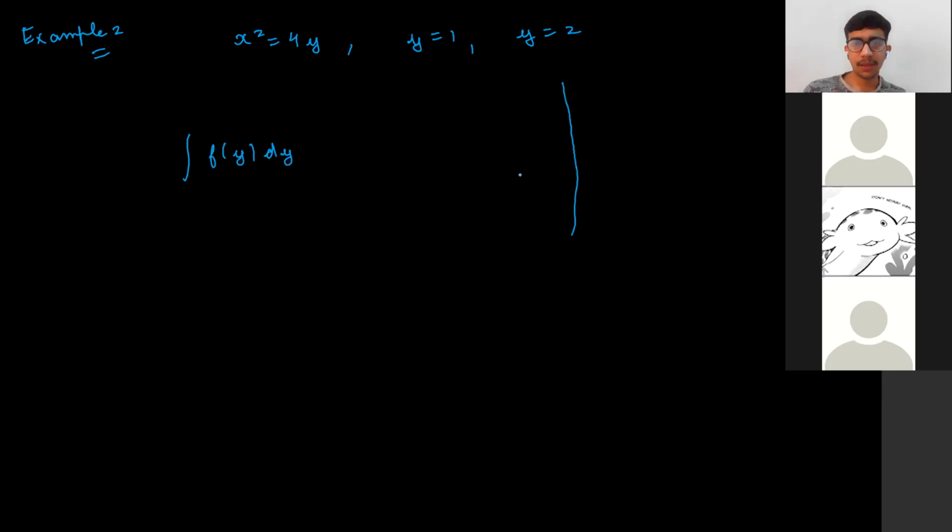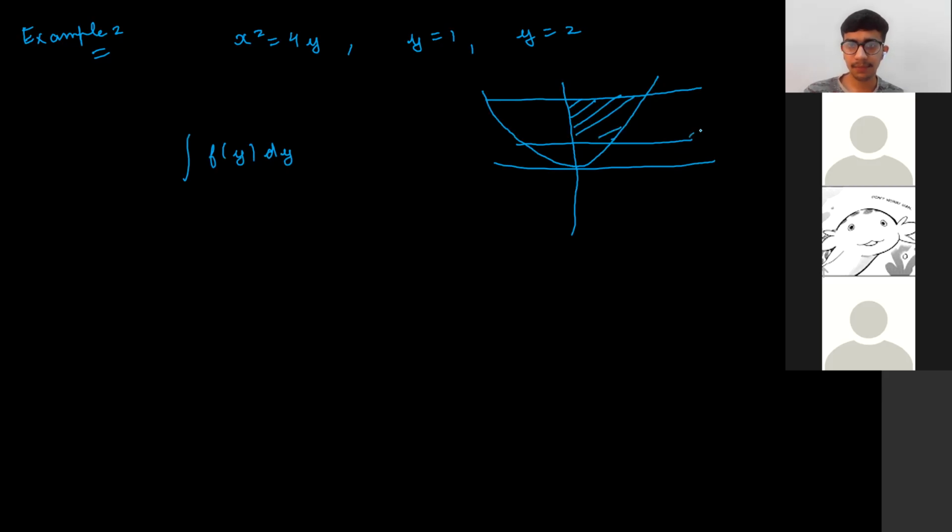Now 2D ones जिनका अभी तक figure नहीं बना है, so figure is something like this. This is how x square is equal to 4y looks like. We have from y equal to 1 to y equal to 2. So from y equal to 1 to y equal to 2, we have to calculate the area in the first quadrant. So हमको ये वाला area calculate करना है, right? And this is y equal to 1.